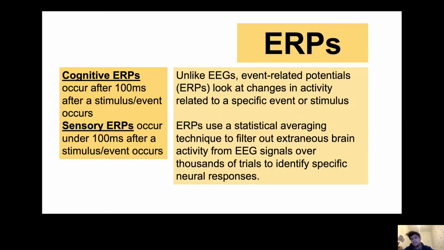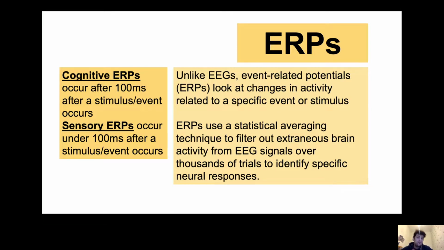ERPs try and address this by taking an EEG and looking at changes in activity in response to specific events rather than looking at just the brain in particular states. ERPs do this by conducting a vast number of trials to try and filter out the extraneous brain activity, the unwanted brain activity.